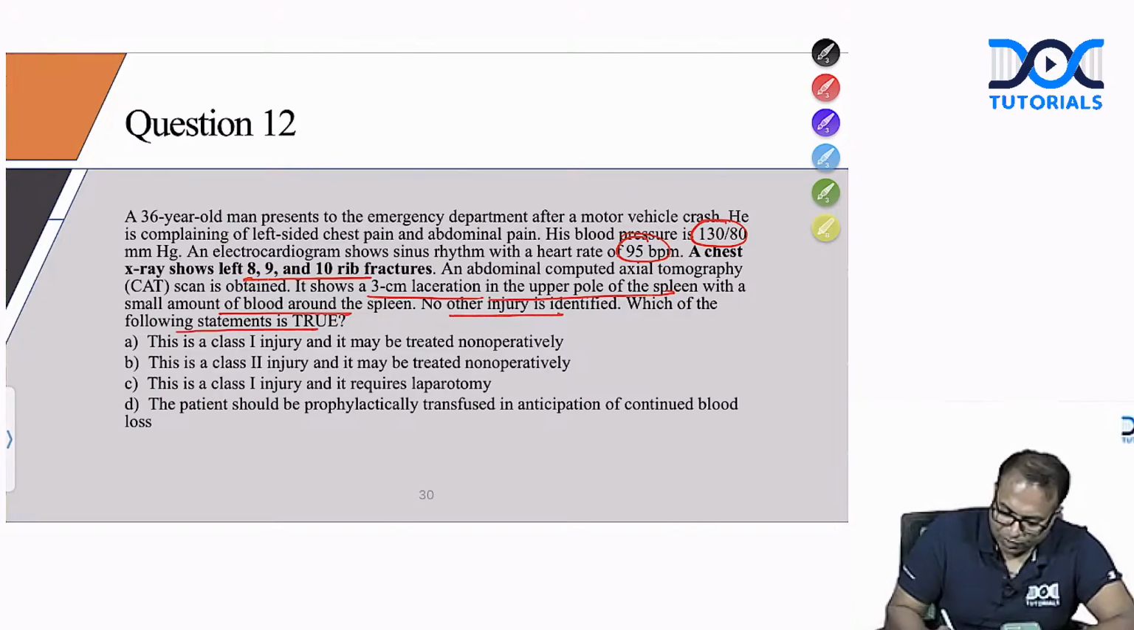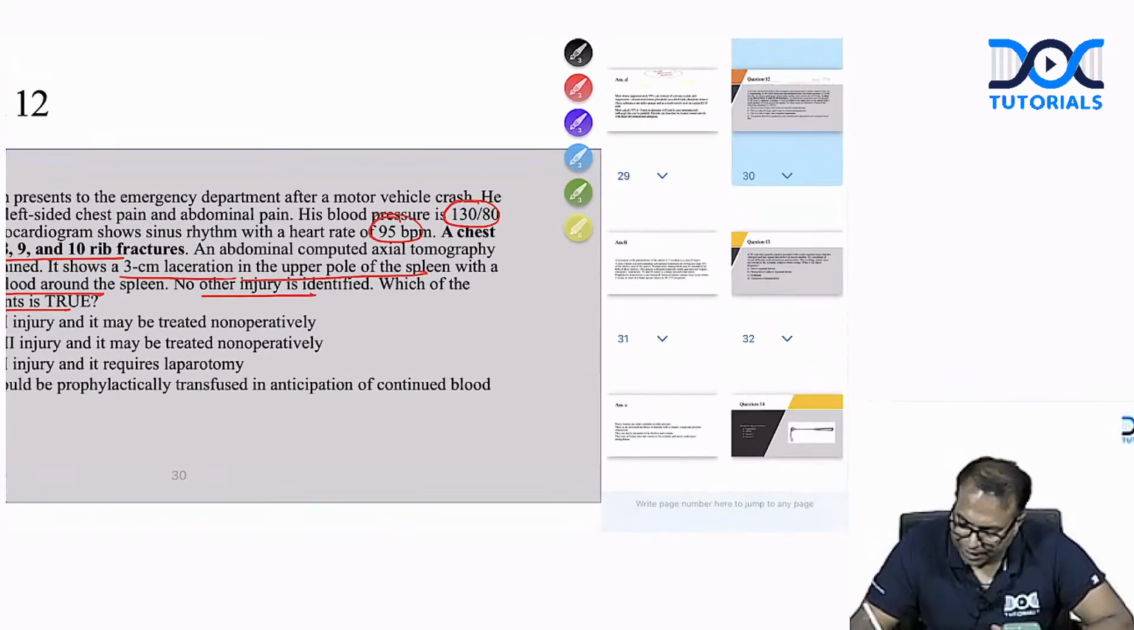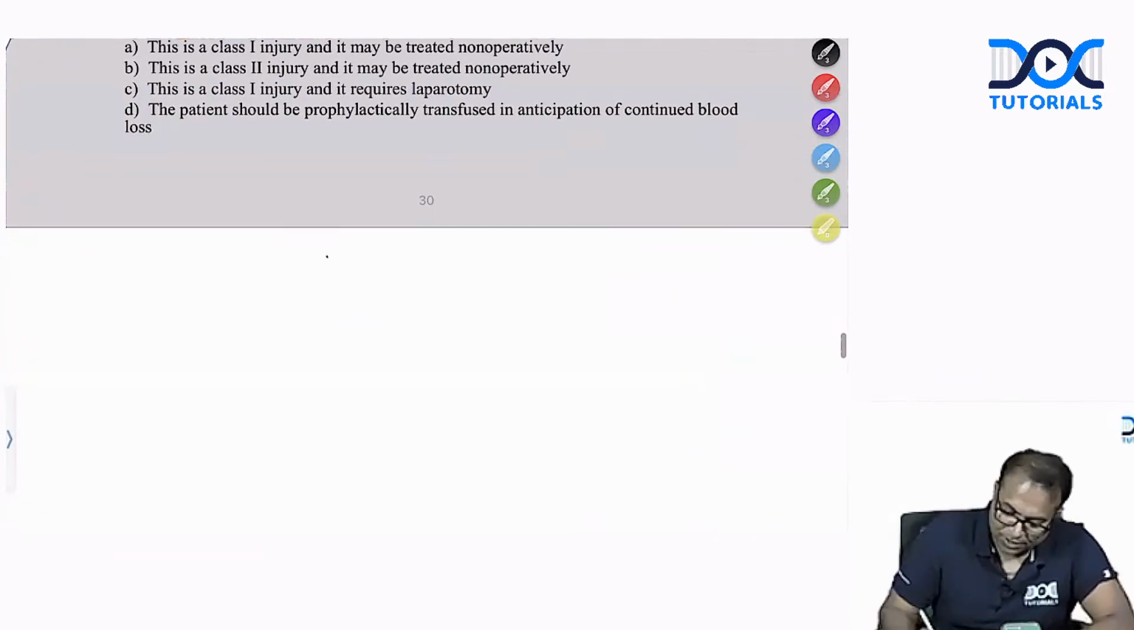Which of the following is a true statement? What is the grade of this injury? Simple question. This is a splenic grading. What is the grading of splenic injury? Understand, this question is AAST, American Association for the Surgery of Trauma grading of spleen. I'm going to explain it to you now.